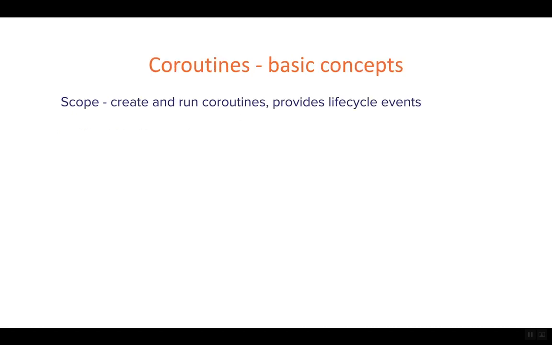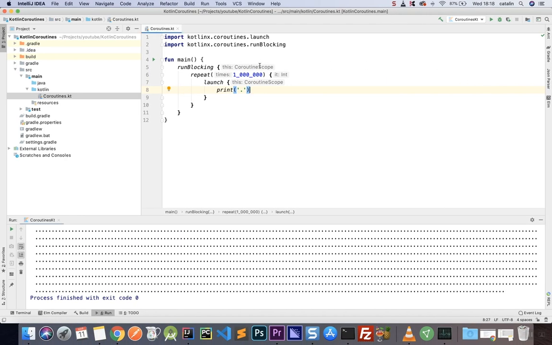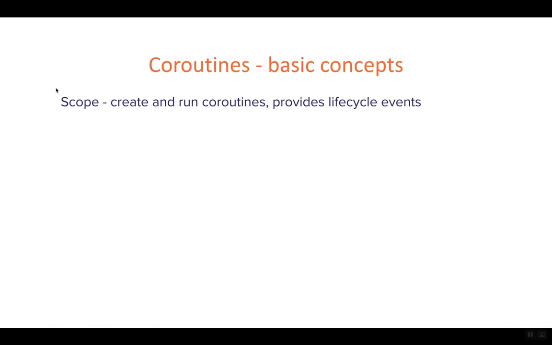Now, let's talk about a few basic concepts, and we have a few of these here. I've listed quite a few, but in order to start coding with your coroutines, as you've seen, it's really, really simple. All we need is a scope and a keyword to launch a coroutine, and that is it. Now, the scope is basically the component that allows us to create and run coroutines. It provides lifecycle events, and it allows us to run, stop, create, and so on.